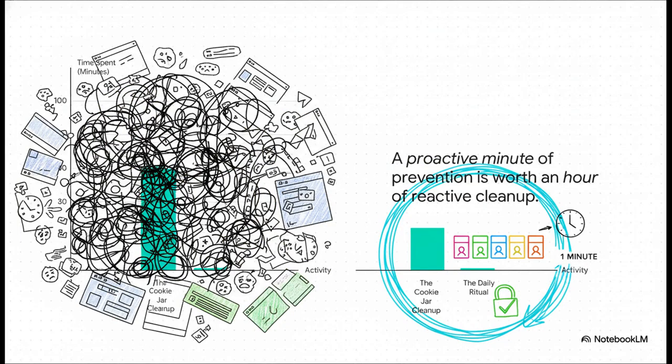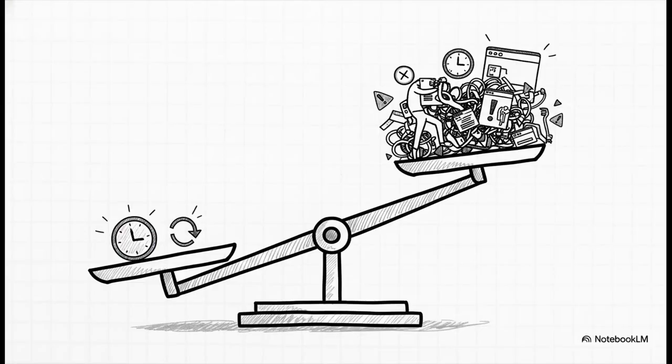And this chart just says it all, doesn't it? You can spend an hour cleaning up a tangled mess that you caused in a moment of carelessness, or you can invest 1 minute at the start of your day on a ritual that prevents the mess from ever happening. The choice is pretty clear. So, the main takeaway is this. Plain and simple, a 1-minute ritual prevents a 1-hour cleanup.